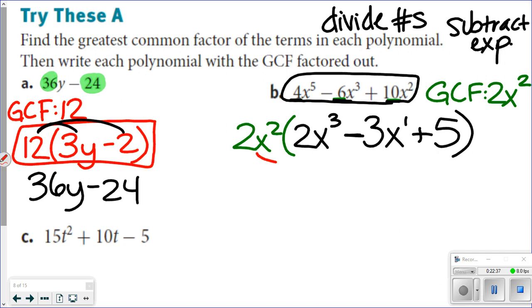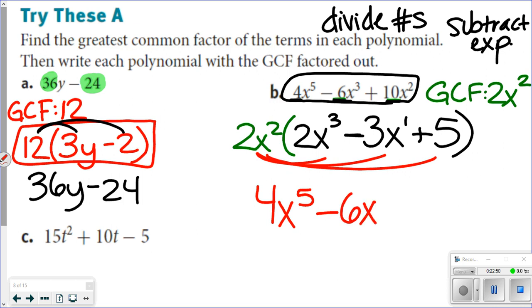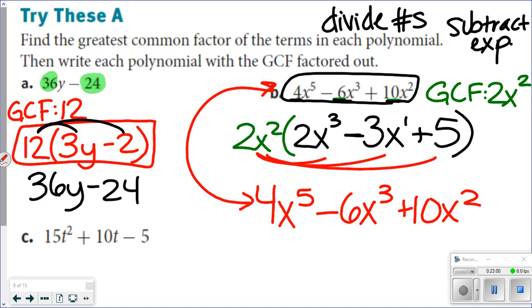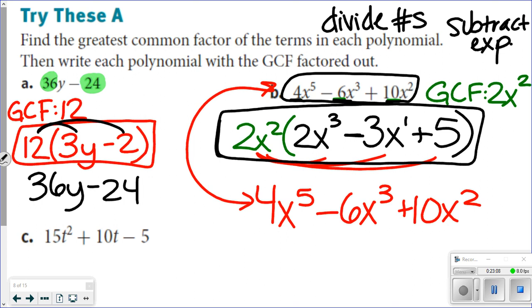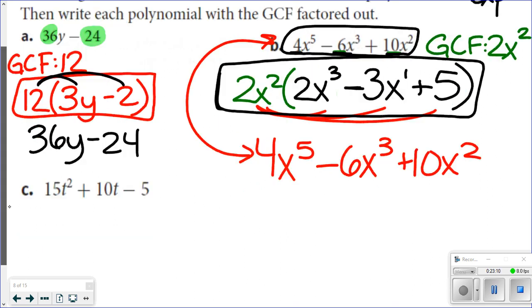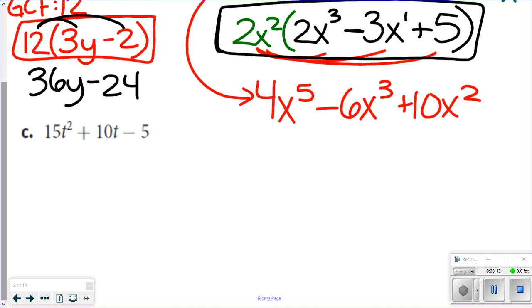All right, I'm going to check my work just so you see. 2 times 2 is 4. X, 2 plus 3 is 5. Minus 2 times 3 is 6. X, 2 plus 1 is 3. 2x squared times 5 is 10x squared. And we got exactly what we started with right here. So we did it correctly. But this is my answer to the question. What's in red is just me checking my work.